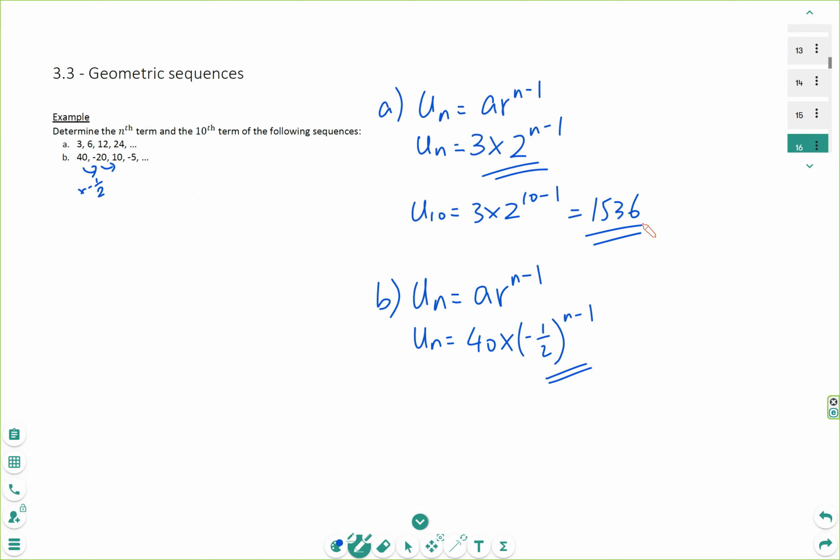Again, you can't simplify 40 and a half because the half is raised to a power. So u10 equals 40 times -1/2 to the power of 10 minus 1. Again, mental maths. Oh yes, it's -5 over 64. This one takes me 6 seconds rather than 5 seconds. I'm just going to use the calculator.